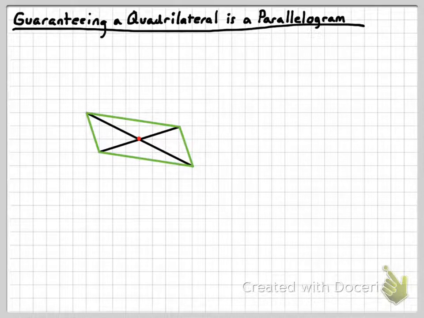And if you look at the slopes of the opposite sides, you'll notice that the left and right side both have a slope of -3. And the top and bottom side each have a slope of -1/7.